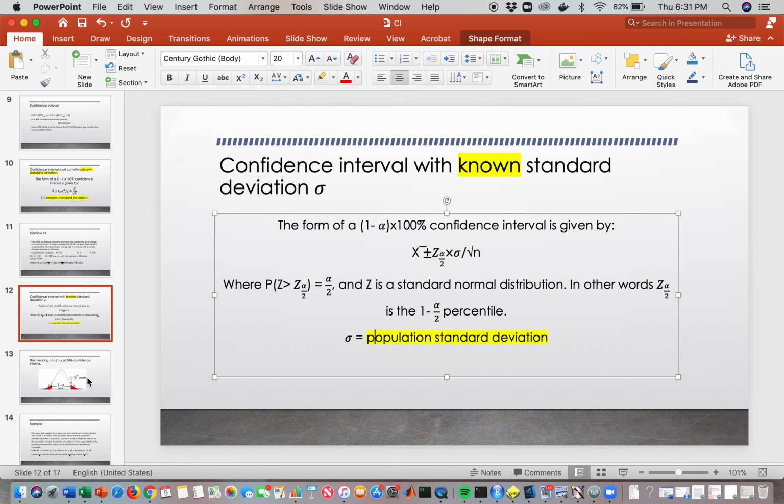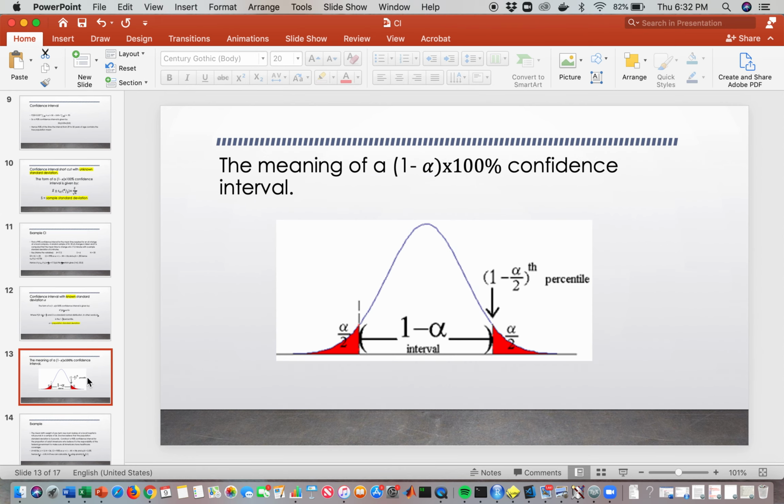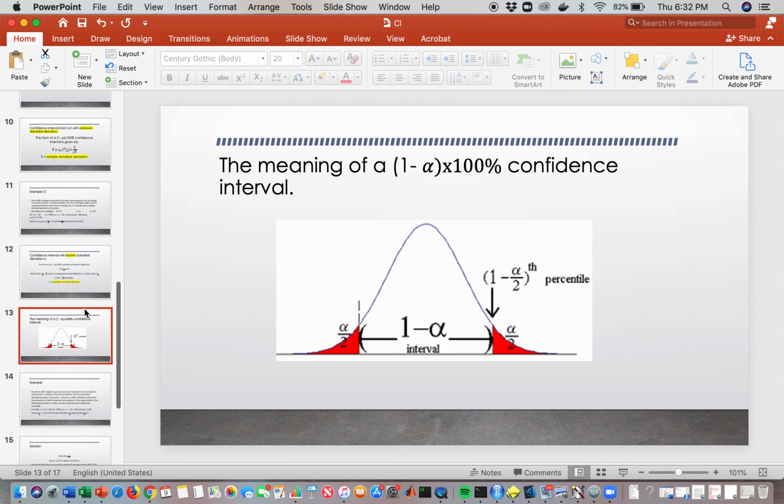Now, when you look at these formulas, they both have alpha, whether you know the standard deviation or you don't. Here's what's going on: you want alpha over 2 of the probability to be here. Your confidence interval has 1 minus alpha, and outside of that interval is another alpha over 2. If you add all of this up, it adds up to 100%, because alpha over 2 plus 1 minus alpha plus alpha over 2 equals 100%. This could be the normal distribution, or this could be the t distribution. It works in both settings. That's where this alpha comes from.